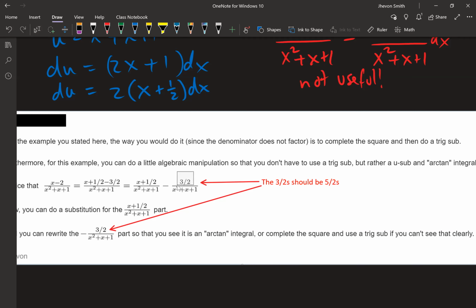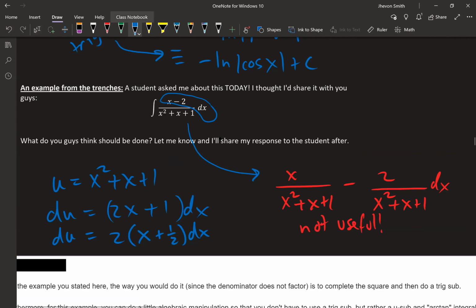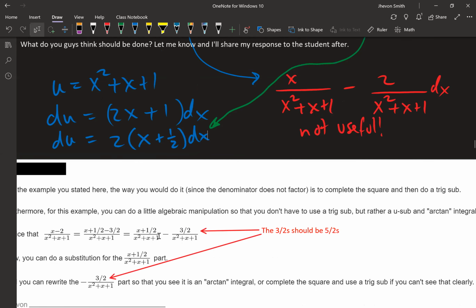I typed 3 over 2 here, but that should have been 5 over 2. So what I would do is I would realize that x minus 2 is actually x plus a half minus 5 over 2. And that part reminds me of the substitution part I have here. So the better way to break this integral up is into two parts like this.